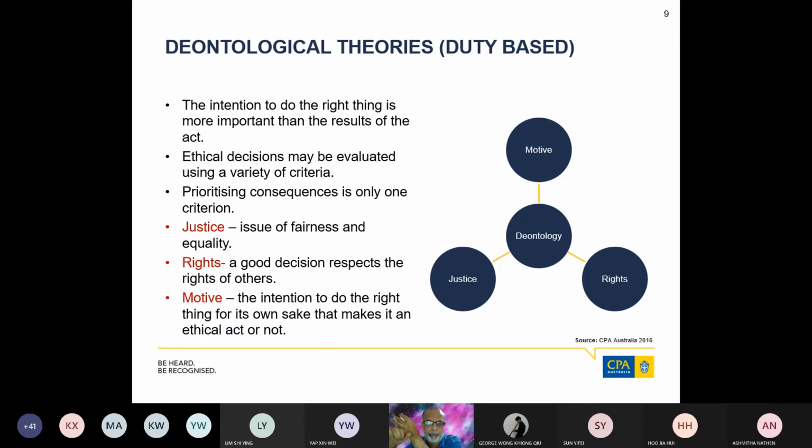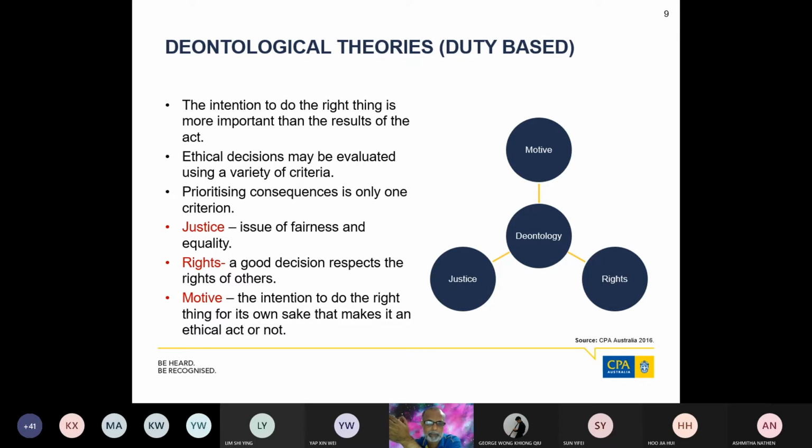What is your motive? That's one criteria. The other one is justice, the issue of fairness and equality. Whatever we do, we try to be fair to all the stakeholders, to all the parties involved in the dispute, in the argument. Are we being fair to everyone? This is another criteria we need to look at. We call this the justice perspective.